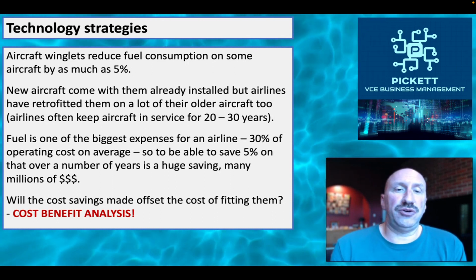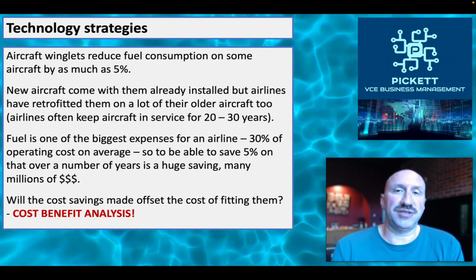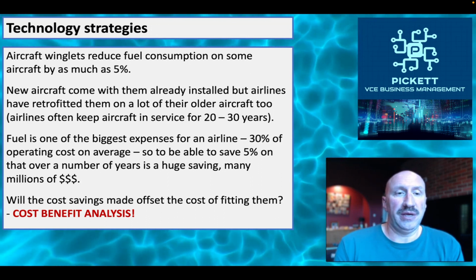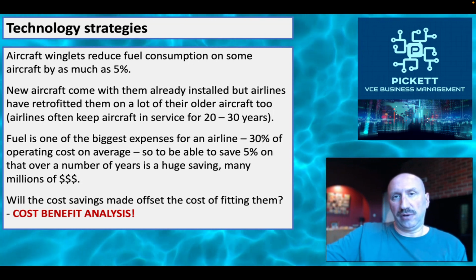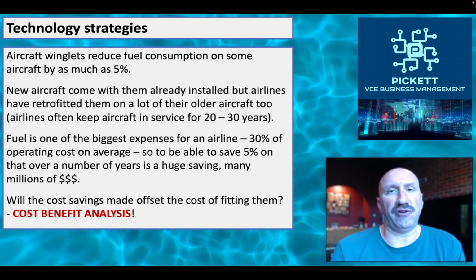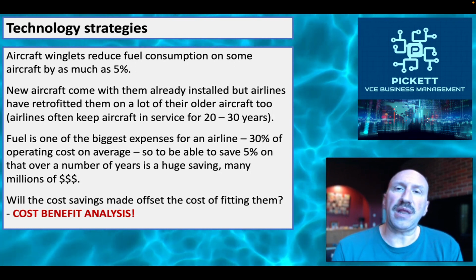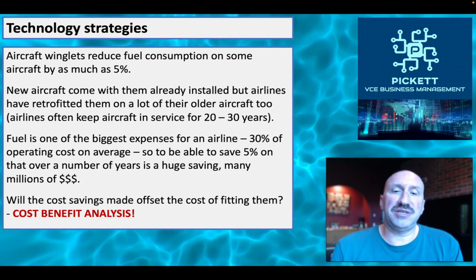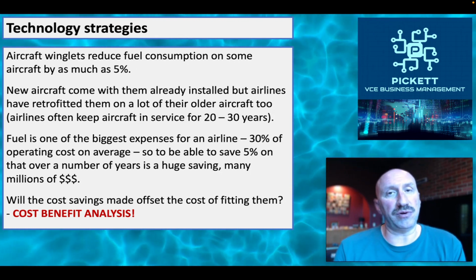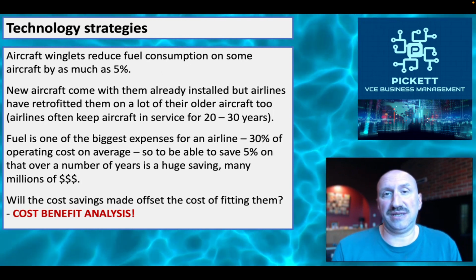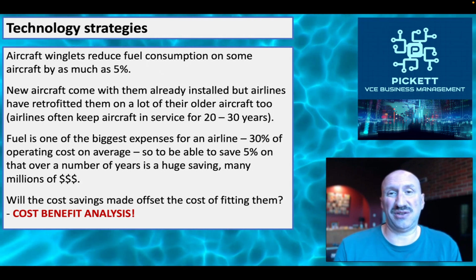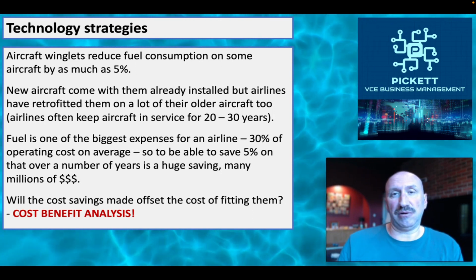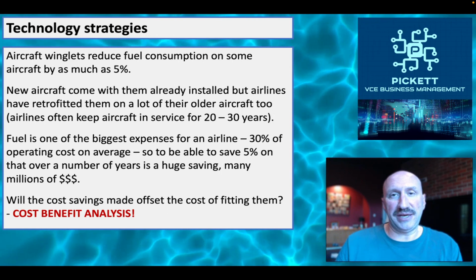Now, what they do is reduce fuel consumption on some aircraft by as much as 5%. It doesn't sound like a huge deal, but because of the way the airflow flows around there, it means the aircraft flies through the air more efficiently. New aircraft are likely to come with them already installed, but some airlines have retrofitted them to a lot of their older aircraft as well. The reality is that airlines often keep aircraft in service for 20 to 30 years, sometimes even more. This is a relatively recent technology, so aircraft of that age wouldn't have come with them.